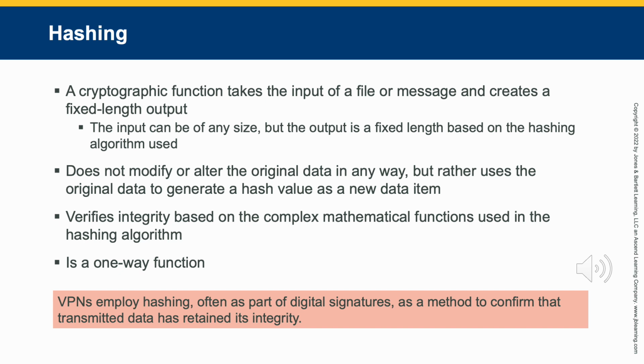Hashing is a cryptographic function that takes the input of a file or message and creates a fixed length output. The input can be of any size, but the output is fixed length based on the hashing algorithm used. It does not modify or alter the original data in any way, but rather uses the original data to generate a hash value as the new data item. It verifies integrity based on the complex mathematical functions used in the hashing algorithm, and it is a one-way function. VPN employs hashing often as part of digital signatures as a method to confirm that transmitted data has retained its integrity.